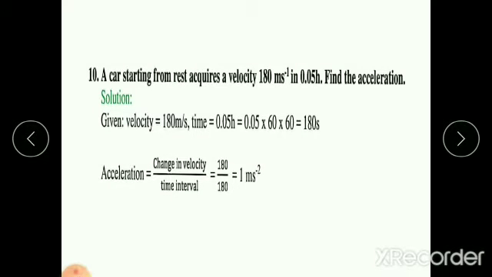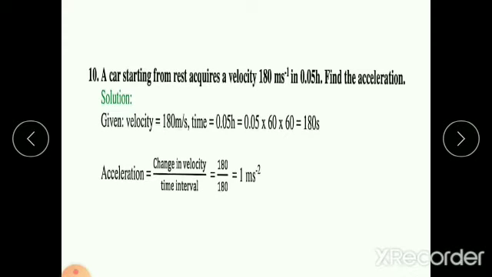In the previous videos we have seen chapter 2, motion in one dimension. Hope you have gone through all the videos and understood the concept, right? So based on that, let's try to solve some problems in today's class.